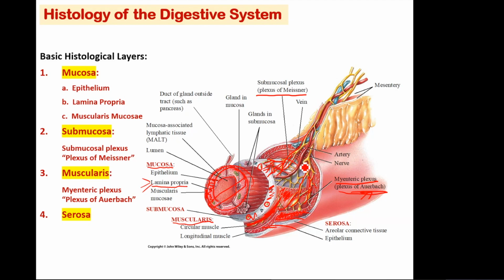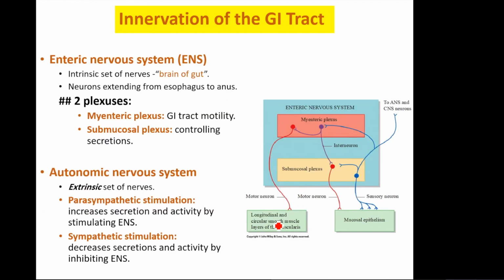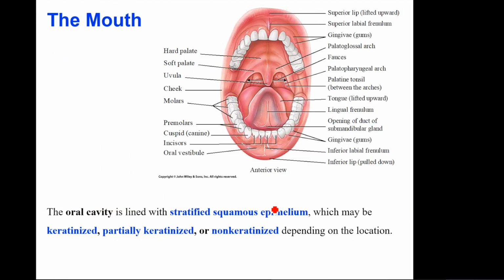Well, guys, the plexus of Meissner controls different secretions into the submucosa and mucosa. But the myenteric plexus, from its location between the two layers of muscle, you can conclude that it controls the contraction of these muscles and ultimately the movement and peristaltic movement of the GI tract. So this is already covered.